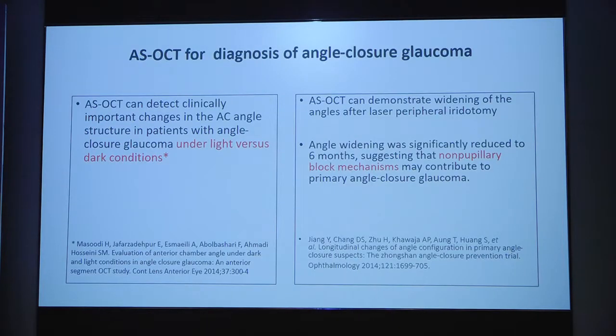AS-OCT is also invaluable for diagnosis of angle closure glaucoma, and it can detect clinically important changes in anterior chamber angle structure in patients with angle closure glaucoma under light versus dark conditions. It can also demonstrate widening of the angles after laser iridotomy. Not only that, when we follow the patient after laser iridotomy, it gives a clear indication that a certain number of patients will have a non-pupillary block mechanism also, which may contribute to primary angle closure glaucoma in future.